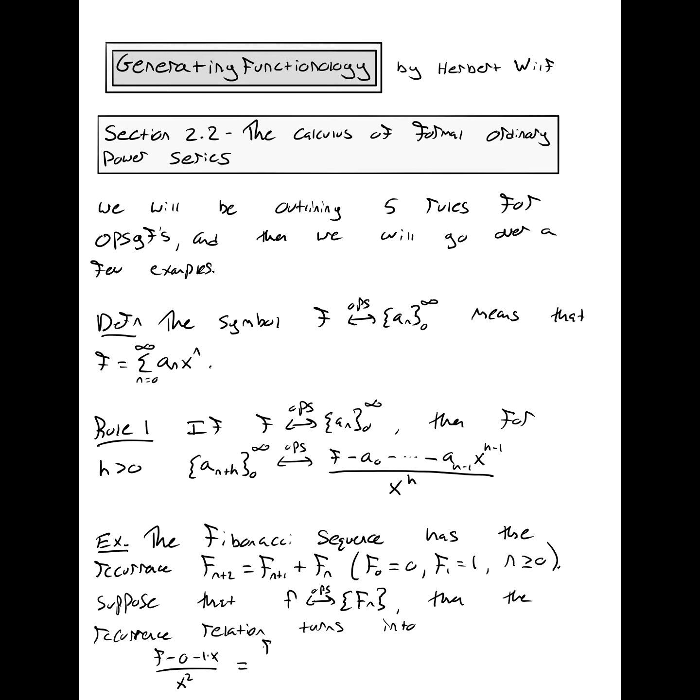So this is going to be f minus 0 all over x to the 1 by our rule number 1, and then just plus f. Now, that turns into, just simply writing it, getting rid of all the zeros, f minus x all over x squared is equal to f over x plus f. So now from there you can just easily solve for f and get your generating function right away.